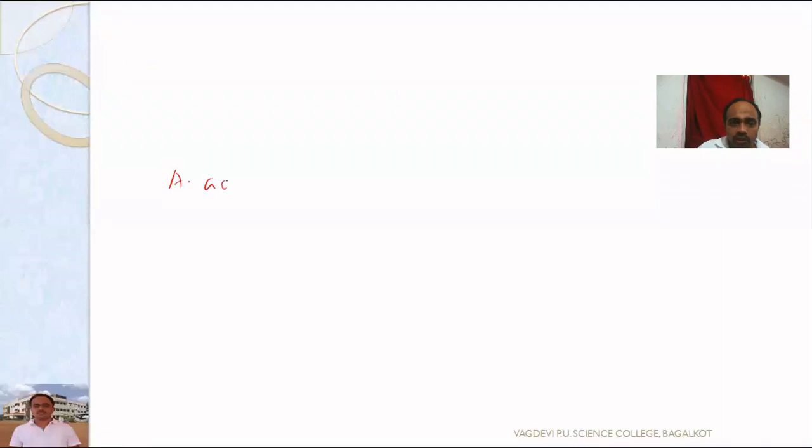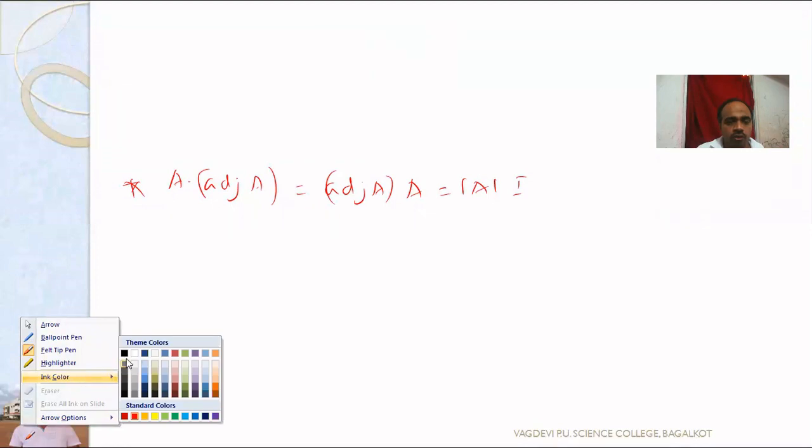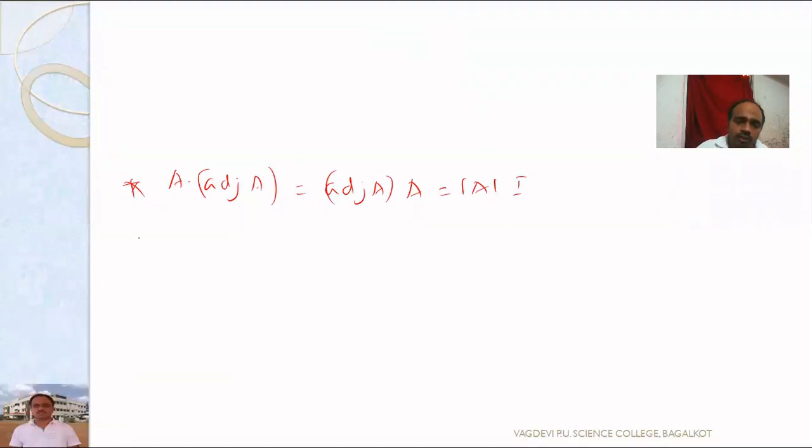A into adjoint A, please remember and write in your notebook. A into adjoint A is equal to adjoint A into A is equal to determinant of A into I. This is the first formula to remember. Keep in mind, it may be useful for your CET also. And there is one more concept: determinant of adjoint A is always equal to determinant of A raised to n minus 1. So these are the two important formulas with respect to adjoint.